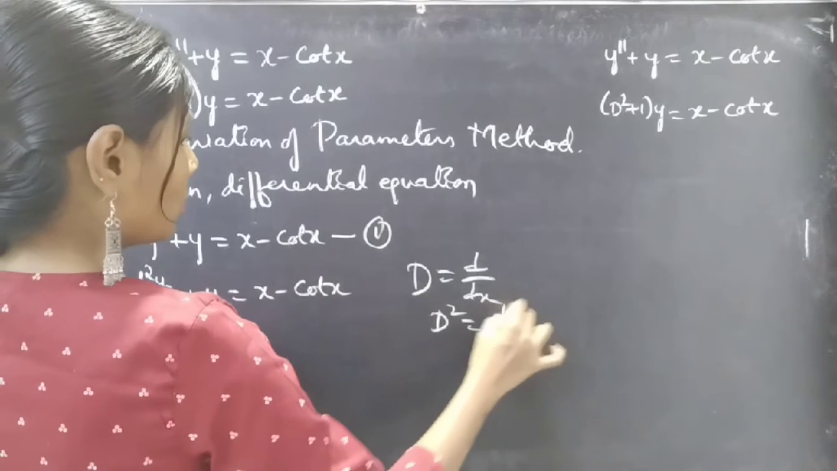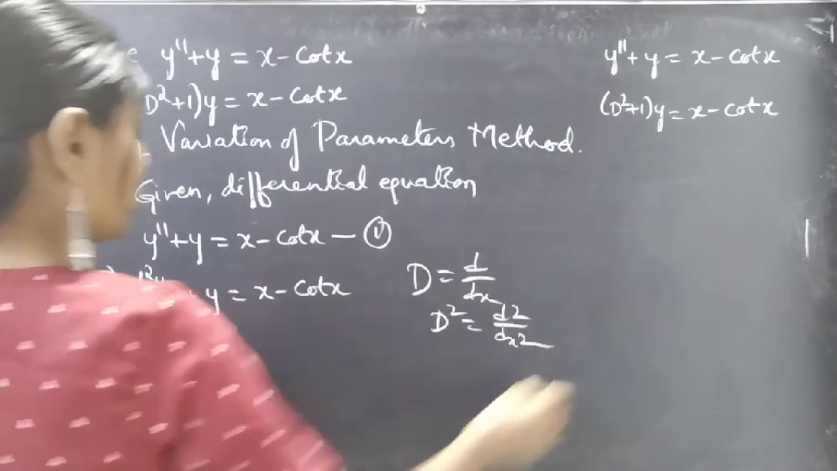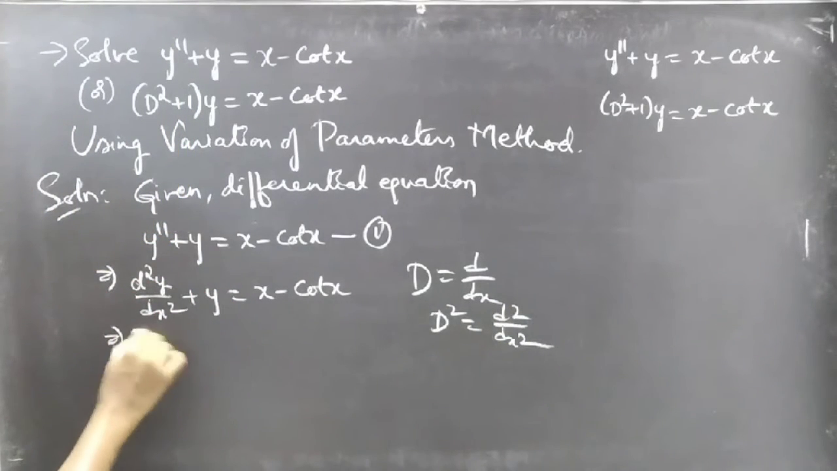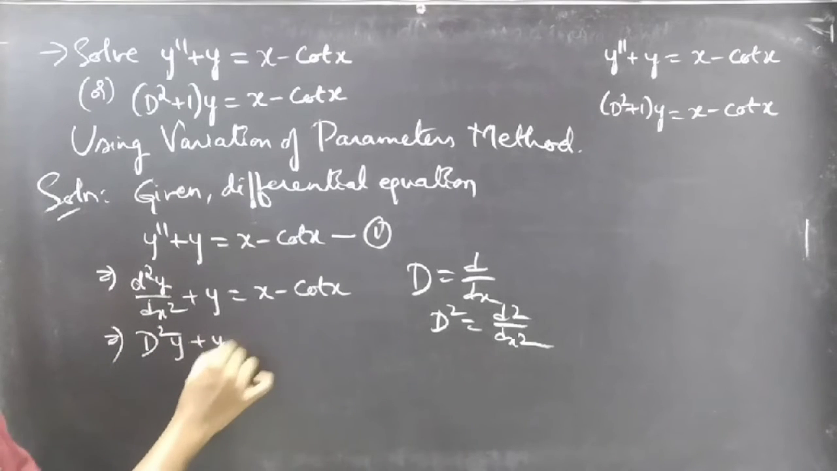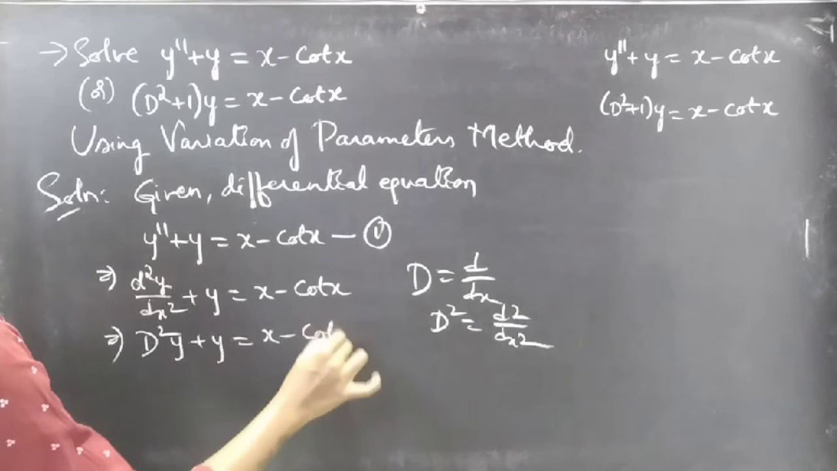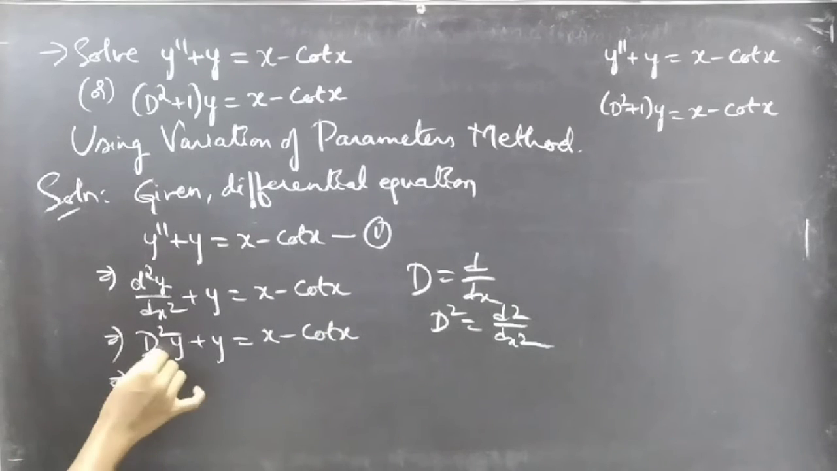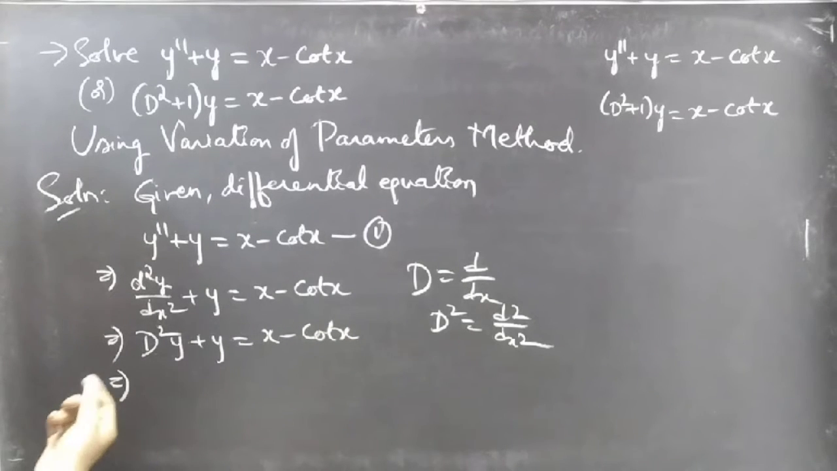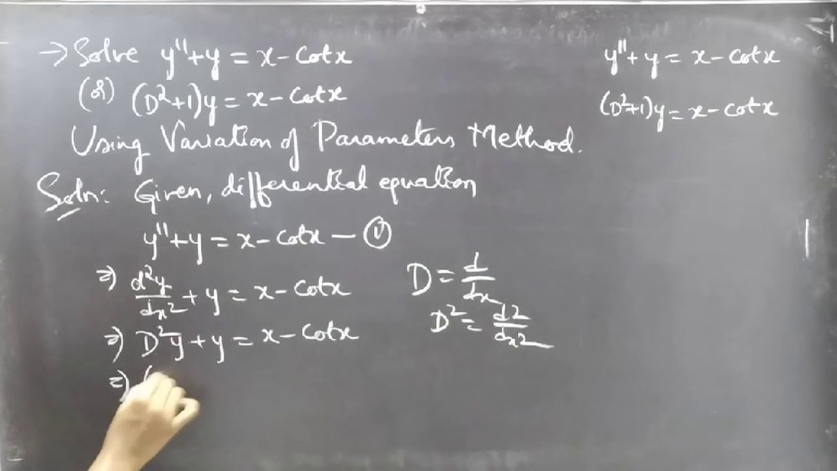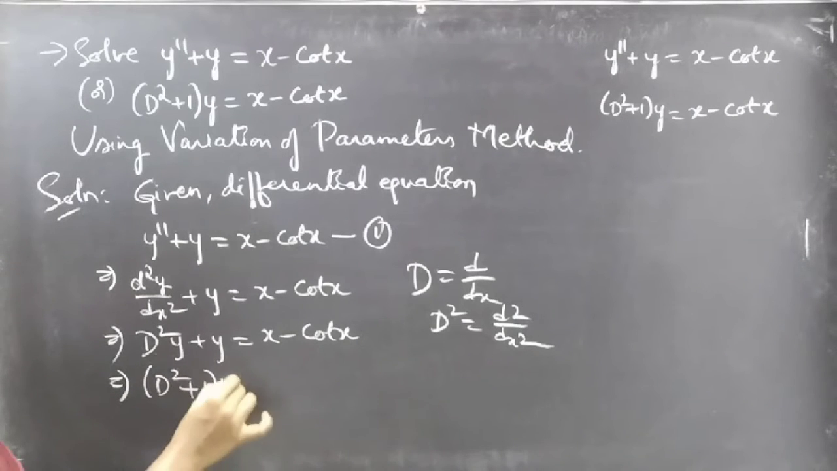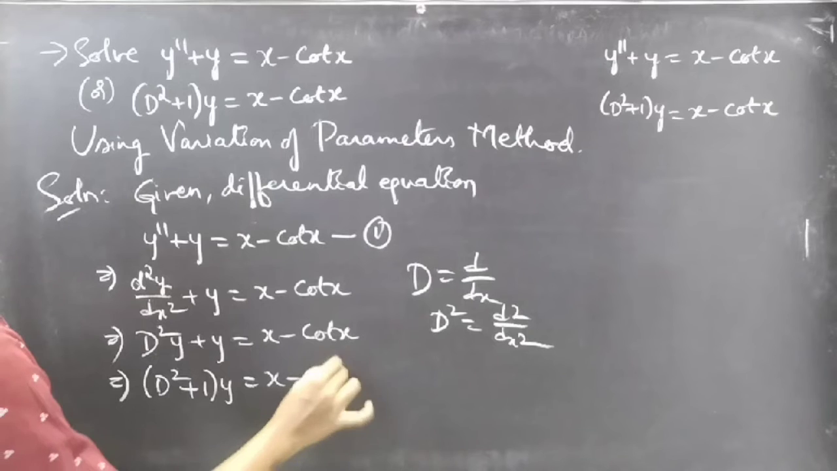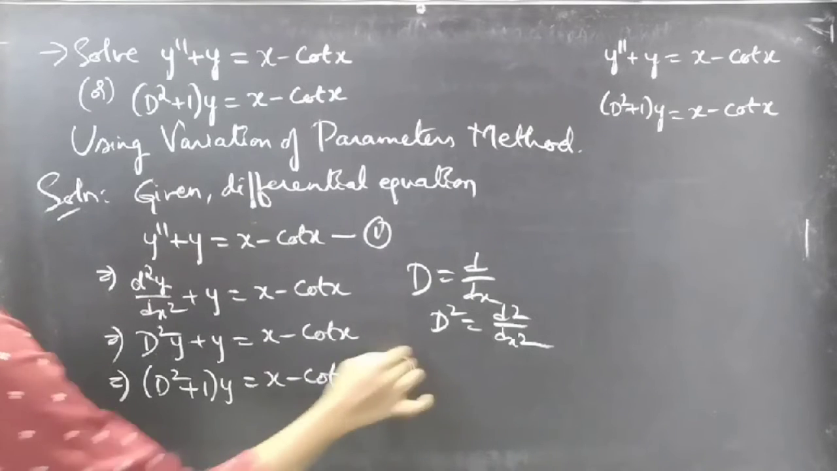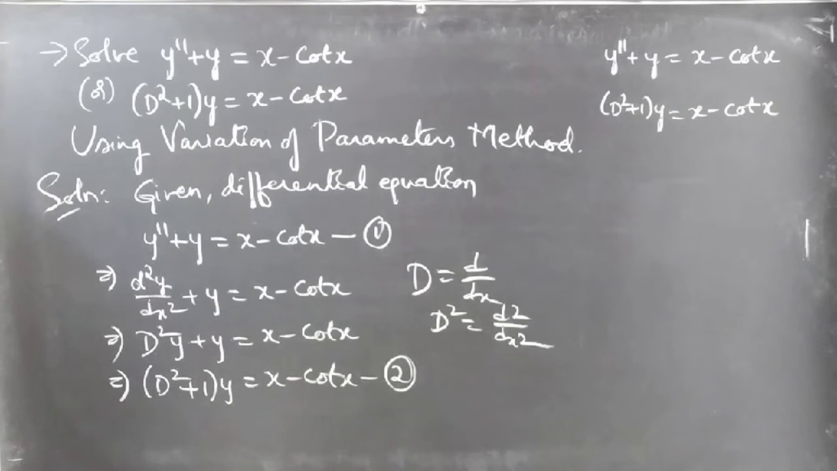D square equals d square by dx square, right? Let's replace the first term using the differential operator. We'll get D square y plus y equal to x minus cot x. Now take y common from the two terms of the LHS. We'll get (D square plus 1) into y equal to x minus cot x, which is in operator form. Consider this differential equation as equation number 2, which is in operator form.